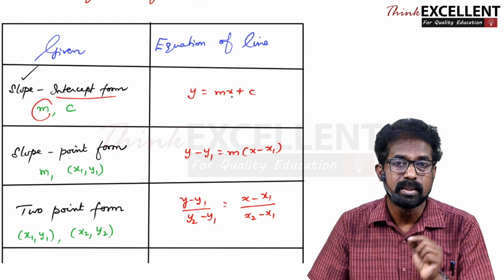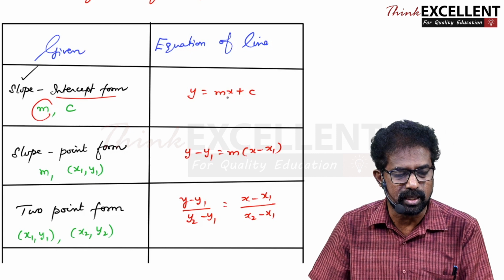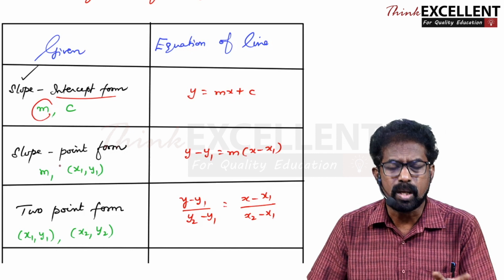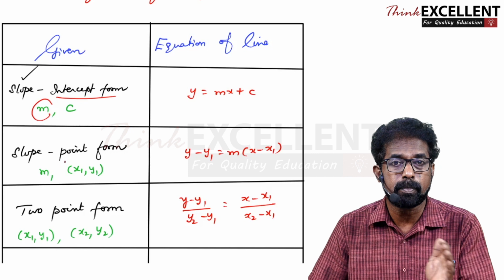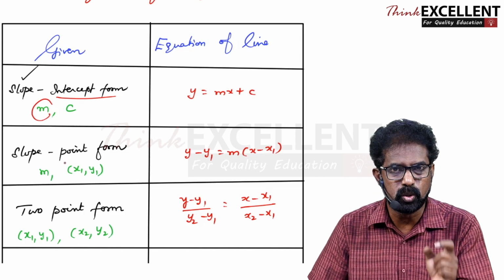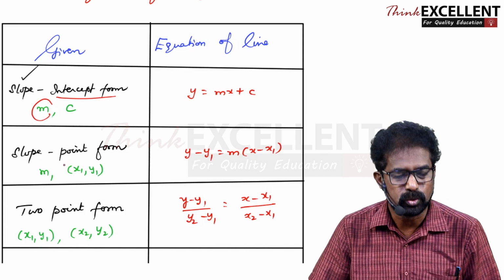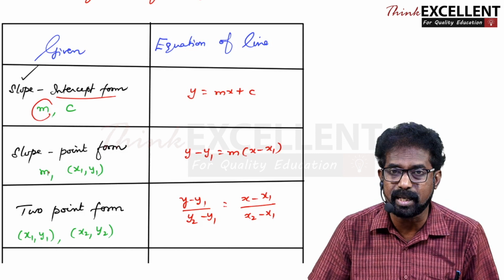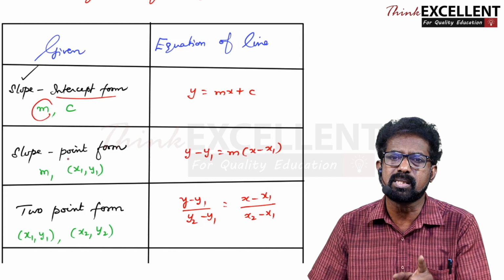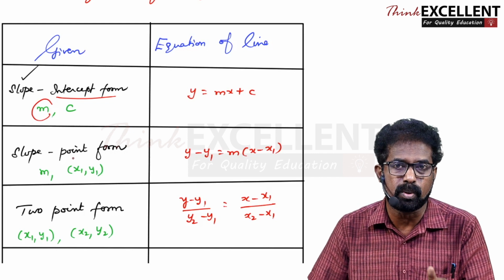M is the slope, C is the y-intercept. Okay, so it's that. Second one, one point form, or we call it slope point form. Namely, slope and a point. Here they give the slope m, slope or gradient m, and one point is given, a point on a line, x1, y1.